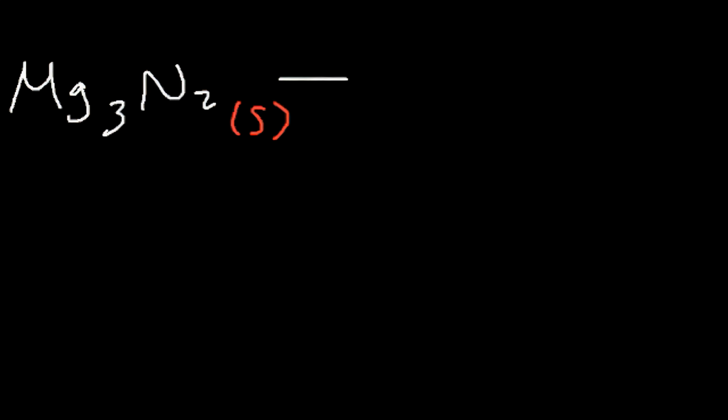Now let's say we have magnesium nitride, which is a solid. If we add heat to it, what's going to happen? Typically, whenever you add heat to a compound, if it's enough, if it's a lot of heat, it can decompose.